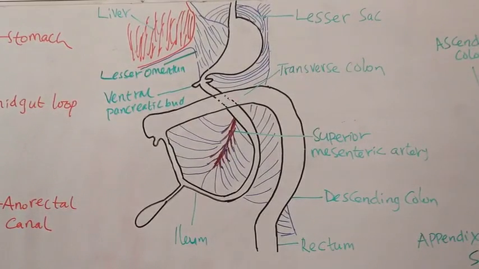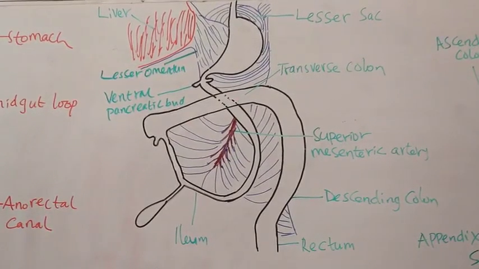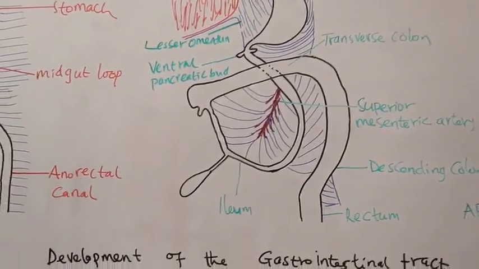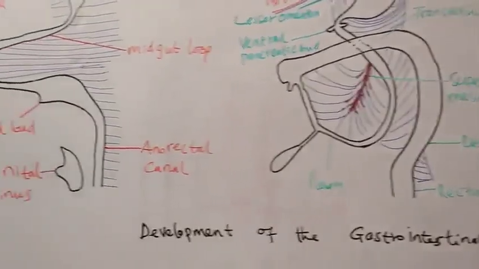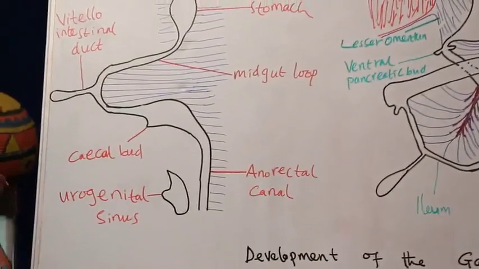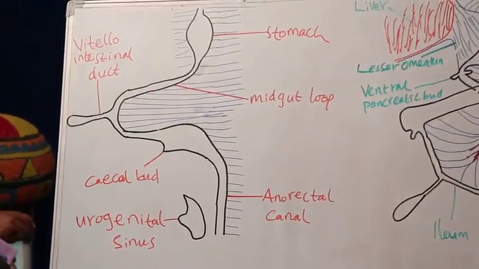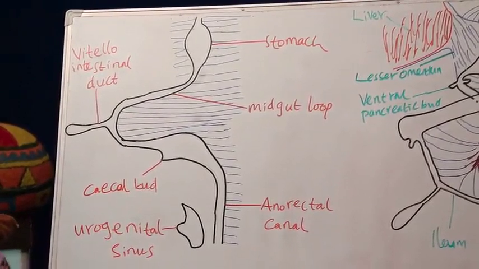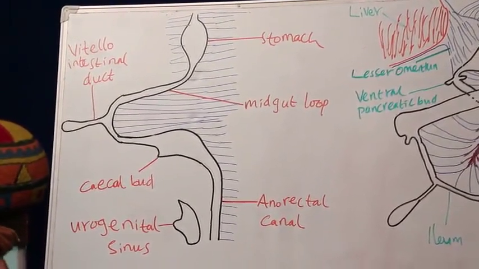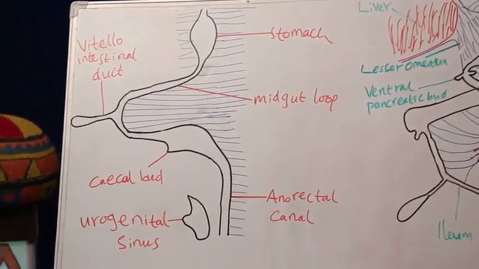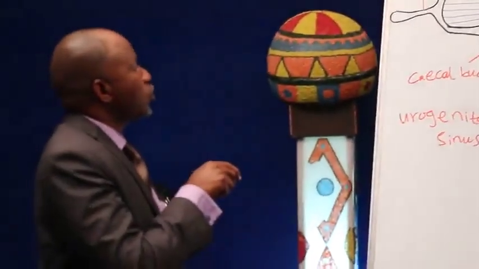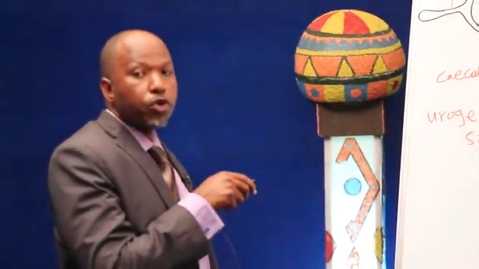But of note, we will see that there is plastering because of this rotation. There is plastering of the duodenum to the posterior abdominal wall, and merger of the mesentery of the duodenum with the mesentery of the posterior abdominal wall. This makes the duodenum become retroperitoneal.